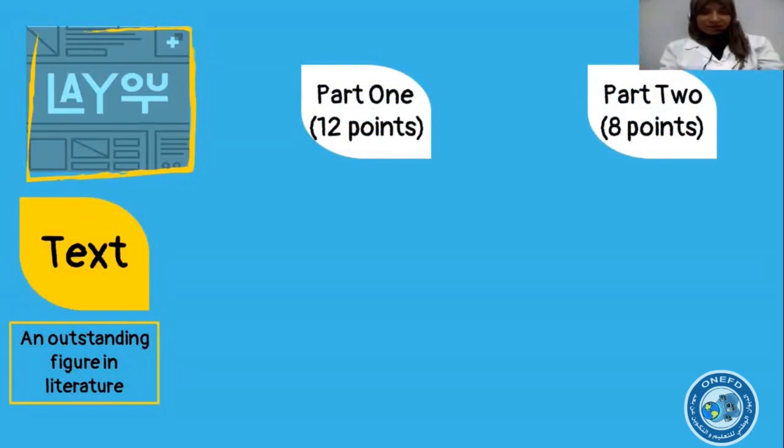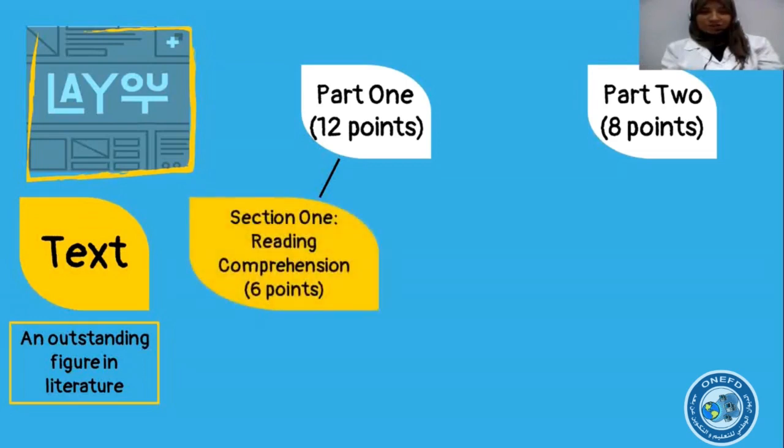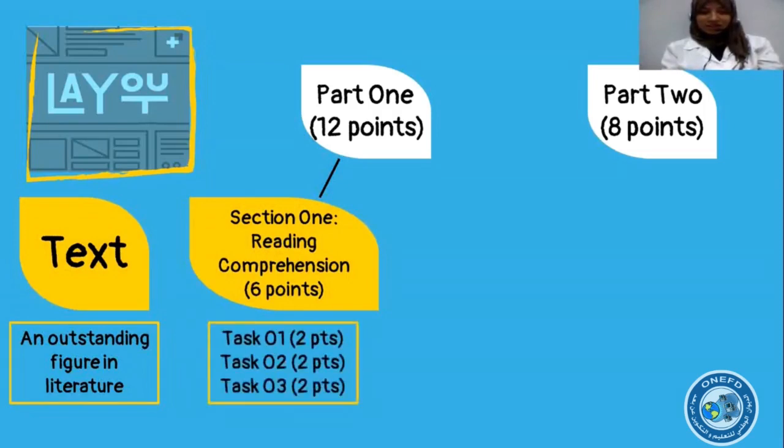Your test is going to be divided into 2 parts. For part 1 we have 12 points, and for part 2 we have 8 points. So this gives us 20 points. Part 1 is divided into 2 sections. We have section 1 reading comprehension for 6 points, and this section is divided into 3 different tasks about the text. Each task is for 2 points.